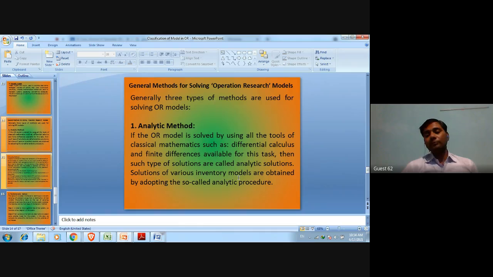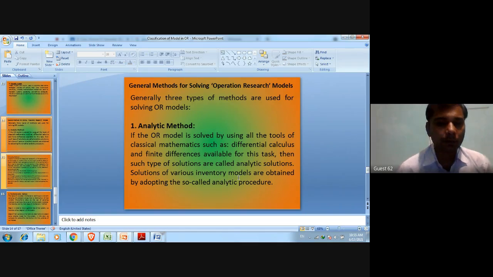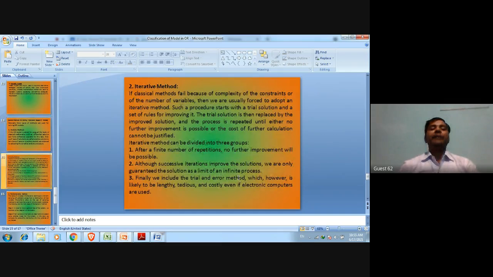For example, there are so many techniques to solve the inventory models. Actually, we use some calculus to solve the inventory models or inventory problems. Okay, so this is called your analytical method. The second one is the iterative method. If the classical method fails because of the complexity of the constraints or the number of variables.